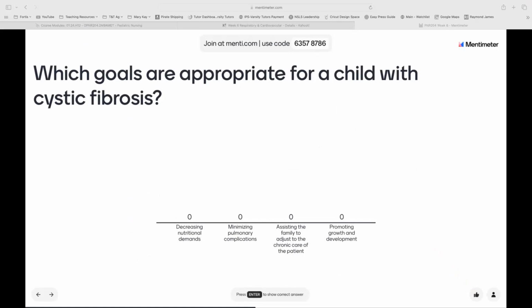So what are some of the goals that would be appropriate for a child with cystic fibrosis? Increase water intake to help loosen up the thick secretions. Yeah.